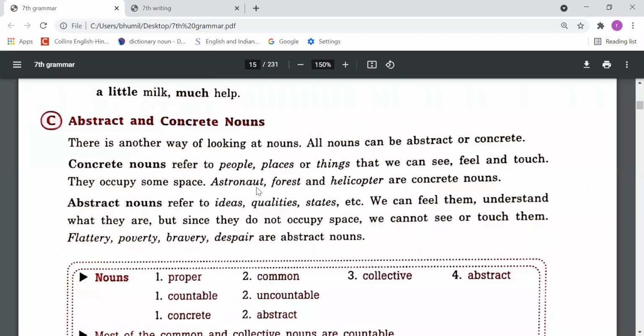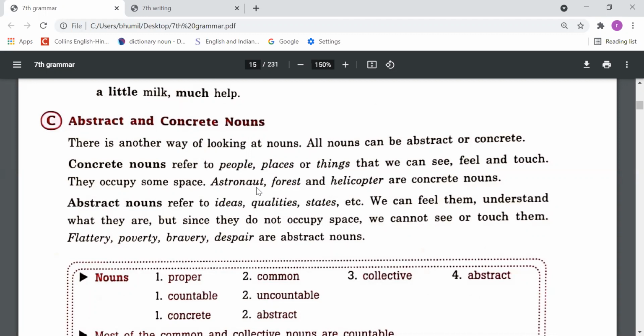So, dear student, in this part, we have to understand this point. If we look at nouns another way, we can categorize all the nouns in 2 categories. One is abstract nouns, and the second is concrete nouns. So all nouns can be either abstract or concrete. Which nouns have physical existence? Which nouns occupy space? Those nouns are called concrete. And the nouns that do not exist physically in the world, those are called abstract nouns.